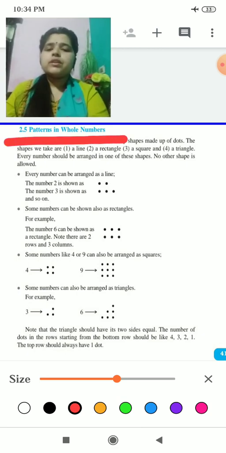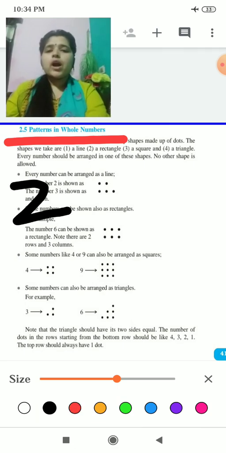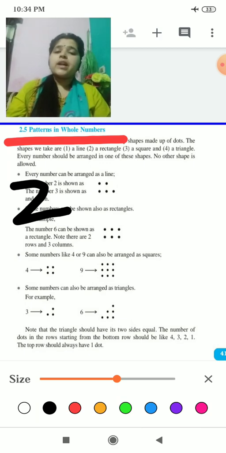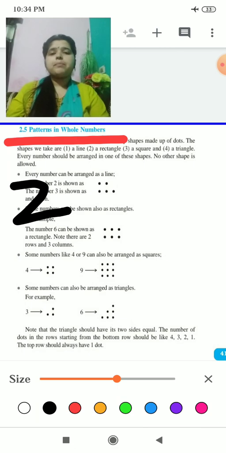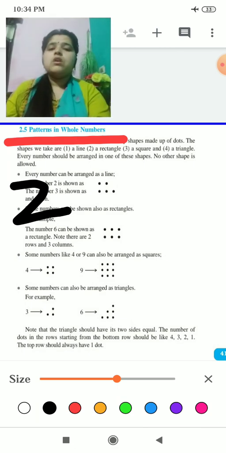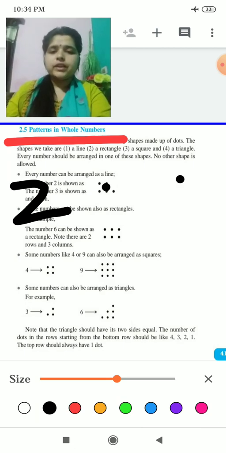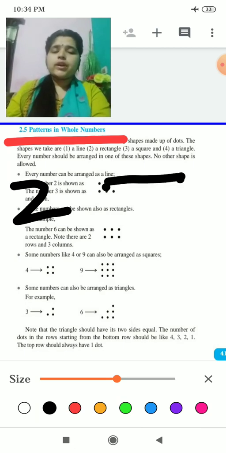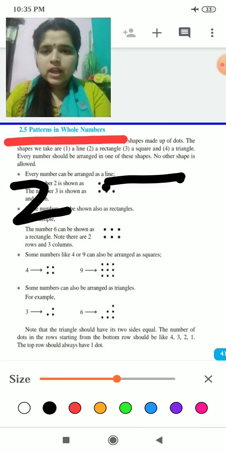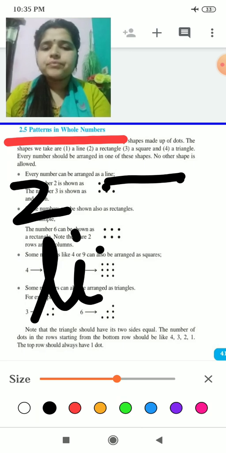The first one is 2. I have told you that you have to represent 2, a whole number, as a shape. How will you represent it? Whenever any number is given and we are told to represent it as a pattern, we show it using dots. So we put one dot here, one here, and form a line. By joining the dots, we get a line. So 2 has the shape of a line.